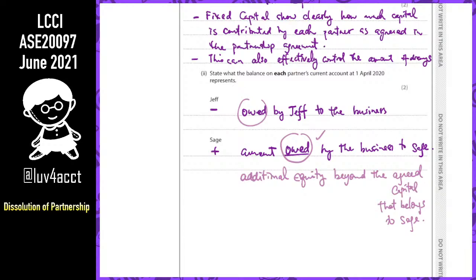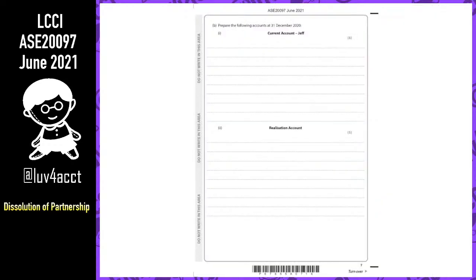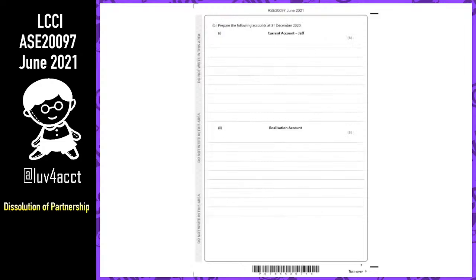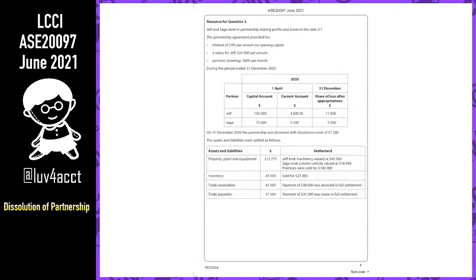So next one, we have to work on the current account and the realization account. And we have to look at what is given to us in the question. What current account, right? Of Jeff, is it? Yeah. Let me change the order of the question a little bit.